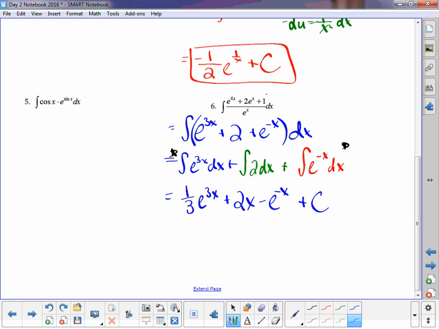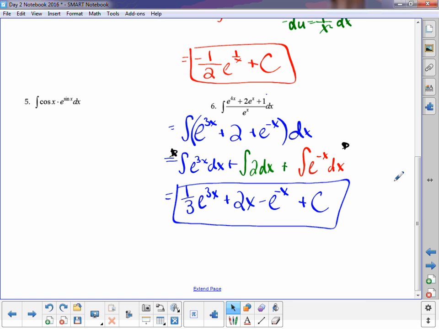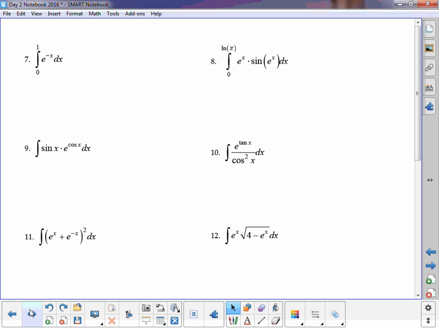Constant is just some other constant. With bounds, what else do we have to do? Change bounds. Everything needs to be in terms of u.